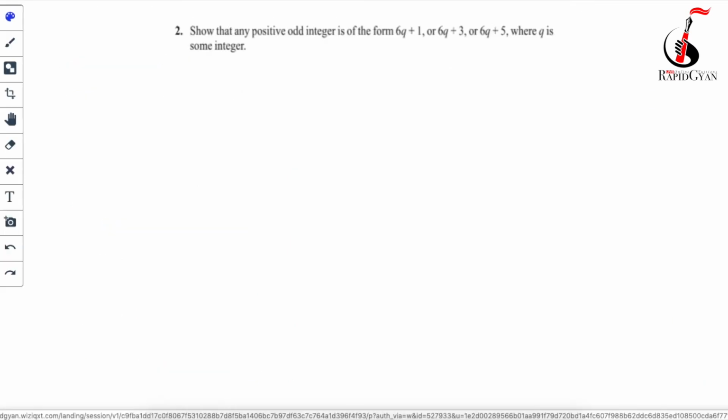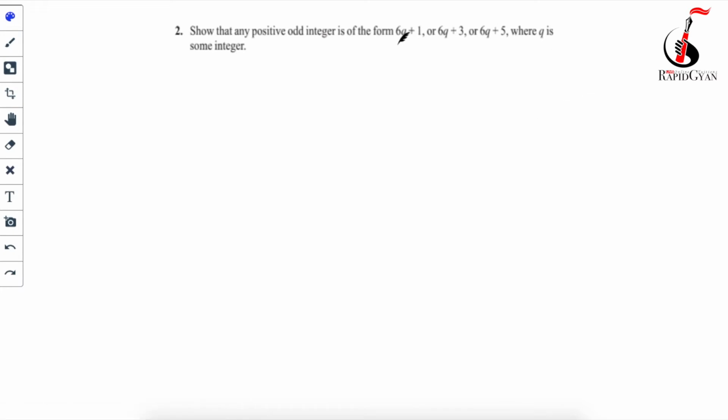So next question is saying that any positive odd integer is of the form 6q plus 1 or 6q plus 3 or 6q plus 5, where q is some integer. Okay. So we can clearly see that 6q plus 1, 6q plus 3 and 6q plus 5 are nothing but written in the form of Euclid's division lemma, Euclid's division algorithm. And we can see that 6 is your divisor, correct.